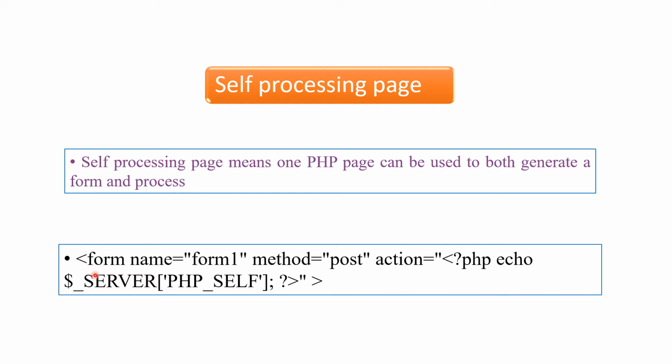Here we write the form tag, and in this tag the name of the form and then method equal to post. But in the action part we write one PHP script. Here, the PHP start tag and then the echo statement. In this echo statement we use $_SERVER and the PHP_SELF element, and this indicates that your HTML script and the PHP script are both saved in the same file.